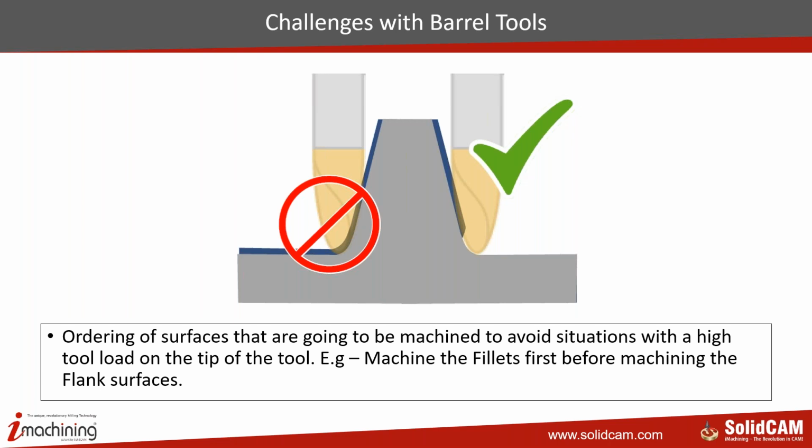You can't directly go and machine the fillets first without finishing the flank, because then your fillet area, the weakest point on the barrel tool, the bottom area, is going to get a lot of load, and that's going to wear out very quickly. So you have to be very, very particular on which area to machine first, which area to machine next, especially with barrel tools.